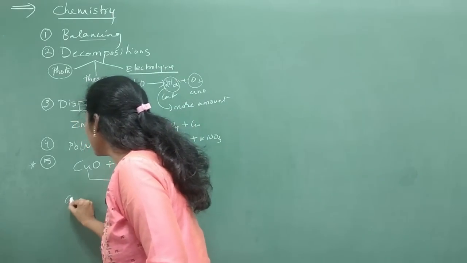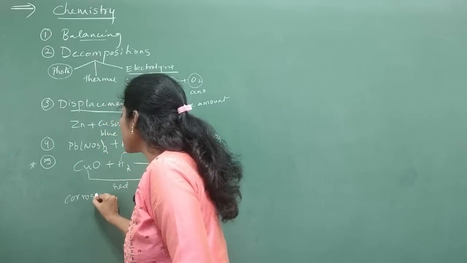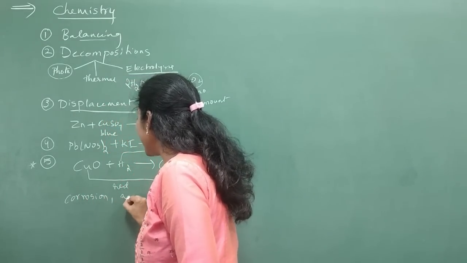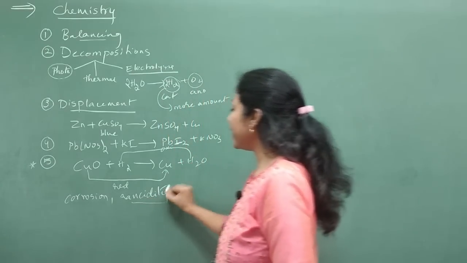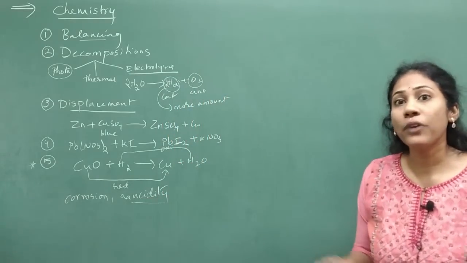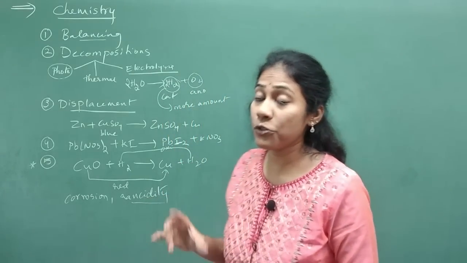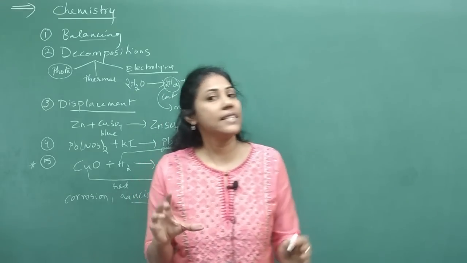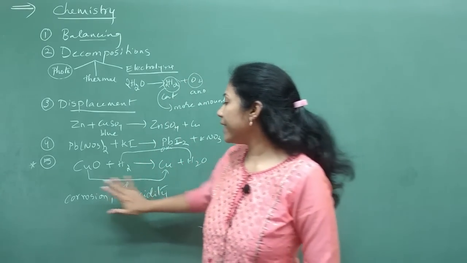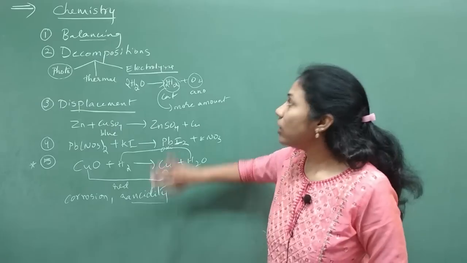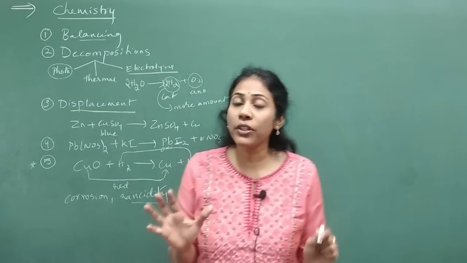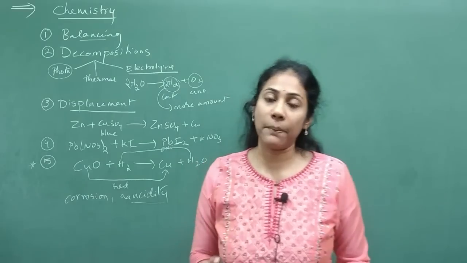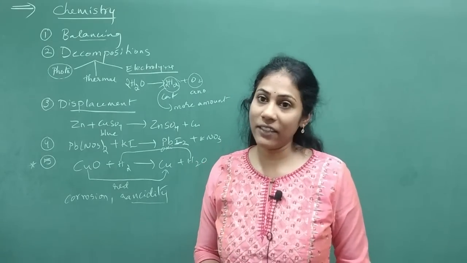And finally, corrosion. Corrosion examples you should know, and the rancidity definition you should know, and how you prevent rancidity. About nitrogen gas, you should know nitrogen gas is used as an antioxidant. All that idea you should have. Altogether, these are the important concepts that you should definitely learn from this chapter, chemical reactions and equations.